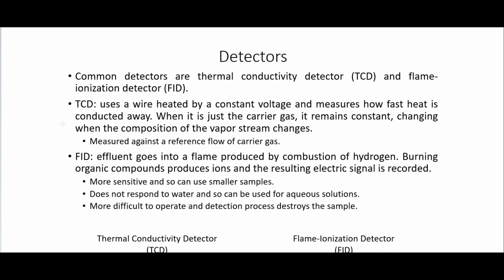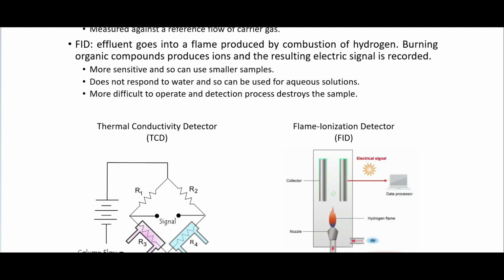All right, so just a couple of the common detectors here. These aren't all the detectors that you'll find, but these ones are quite common: the thermal conductivity detector and the flame ionization detector. The thermal conductivity detector uses a wire heated by a constant voltage and measures how fast heat is conducted away. When it is just the carrier gas, it remains constant, but when the vapor stream changes composition, then that will change. And so this is measured against a reference flow of carrier gas.